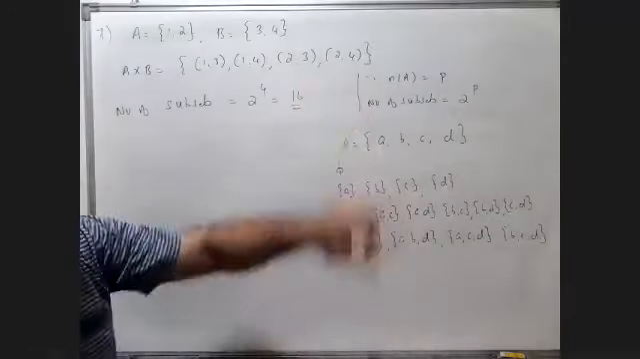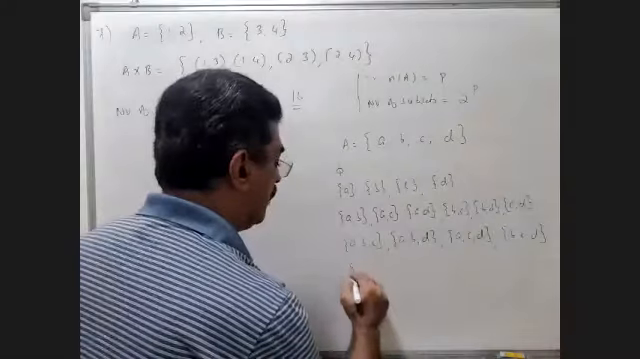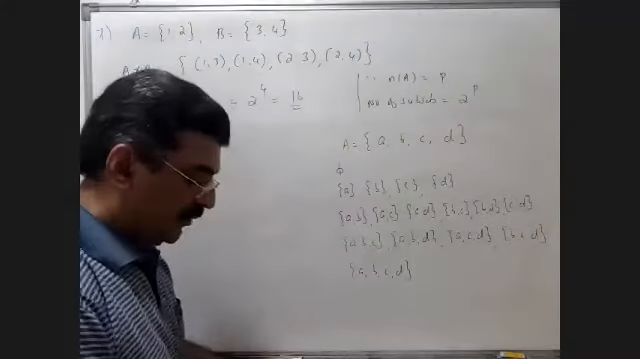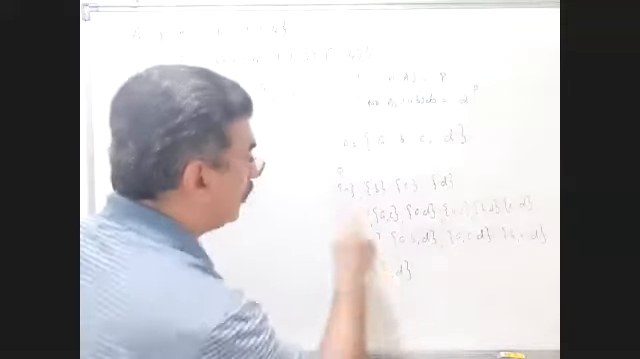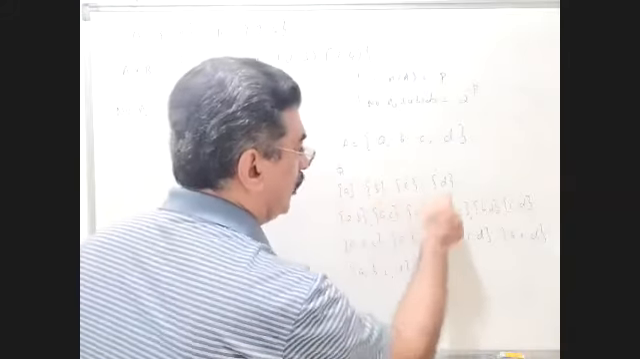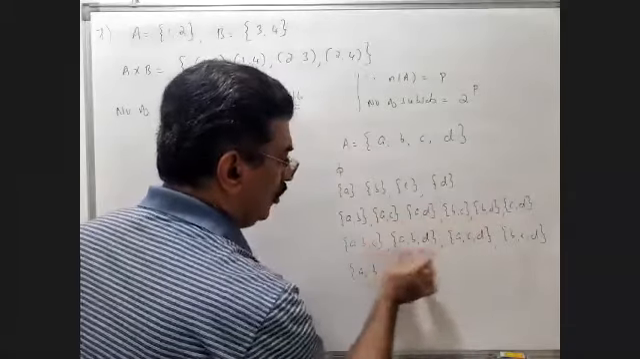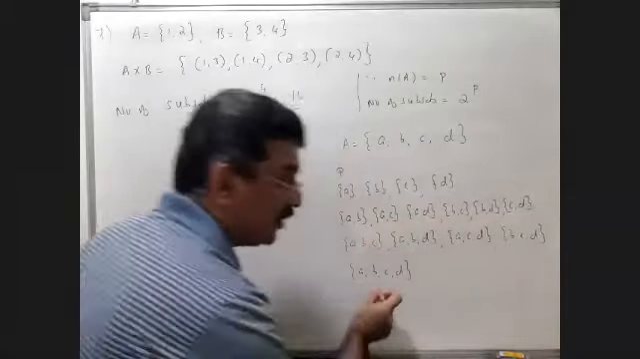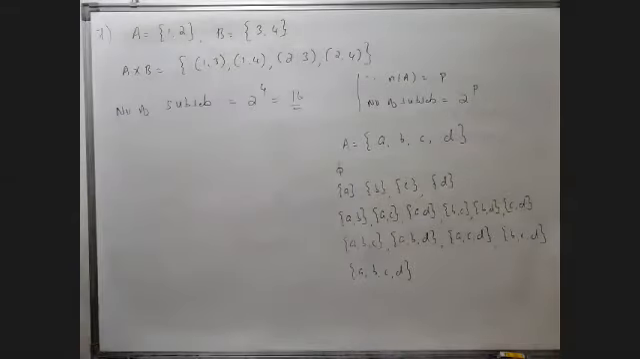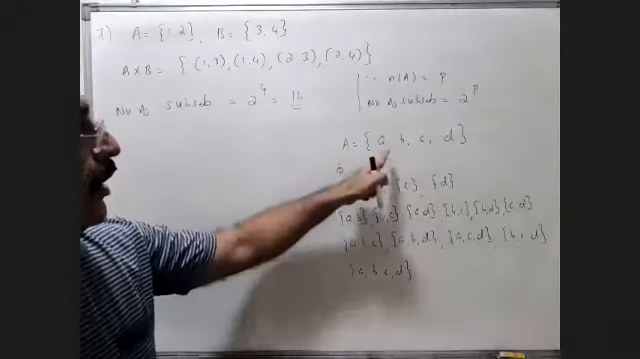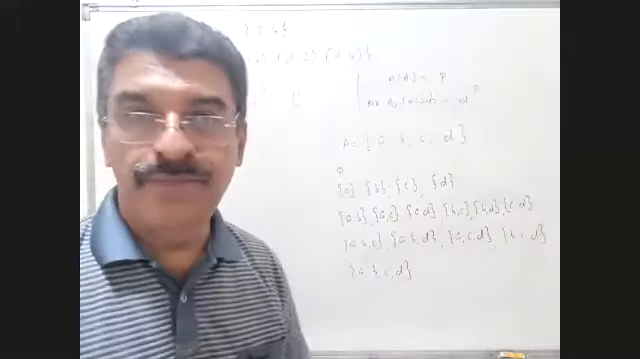Now with all 4 elements, it is A, B, C, D. Count it: 1, 2, 3, 4, 5, 6, 7, 8, 9, 10, 11, 12, 13, 14, 15, 16. We wrote all 16 because the number of subsets is 2 to the 4, which is 16. This is how to write for A, B, C, D.